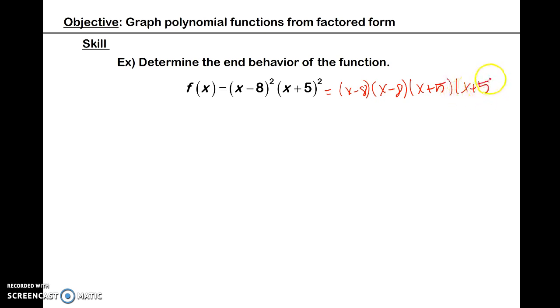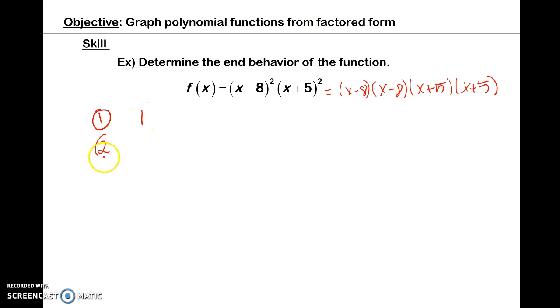times (x plus 5). So the first thing that you want to do is determine your leading coefficient, and here we don't see a leading coefficient in the front, so therefore our leading coefficient is 1.